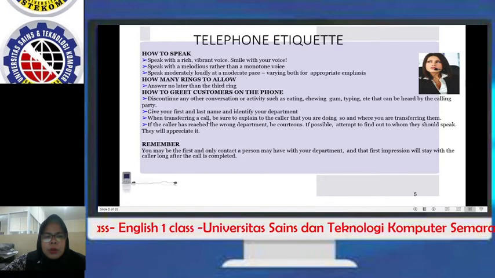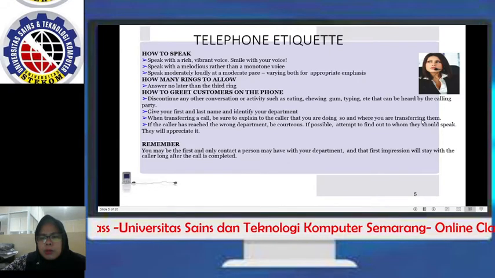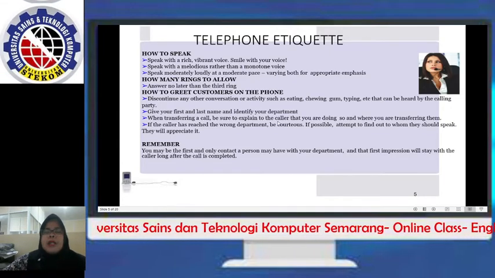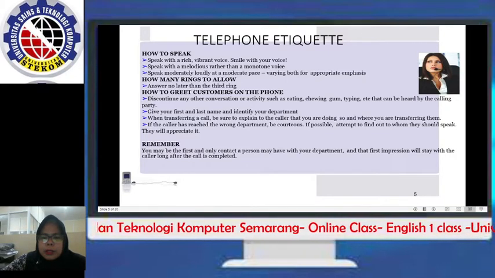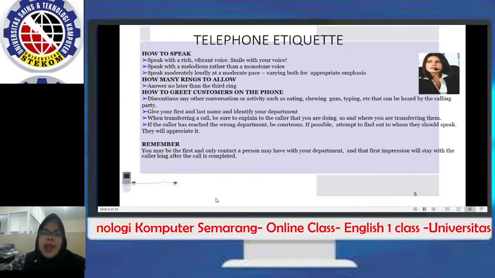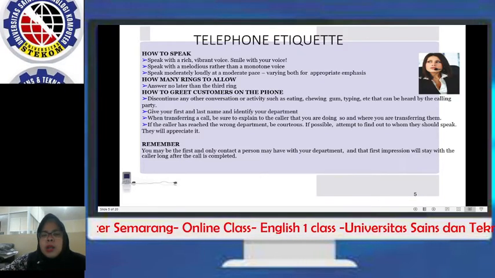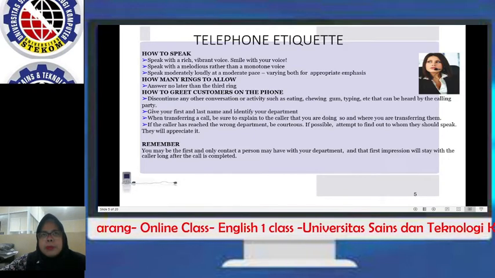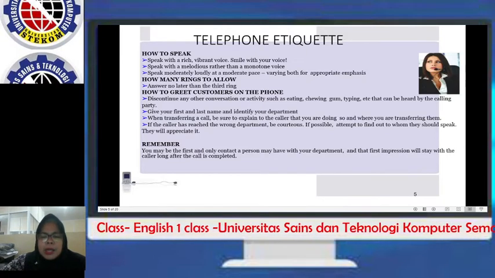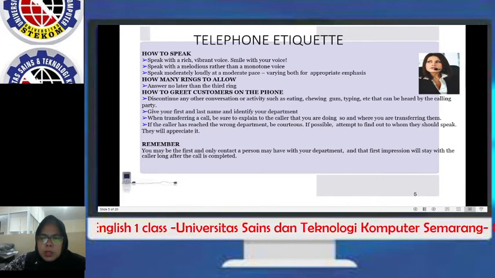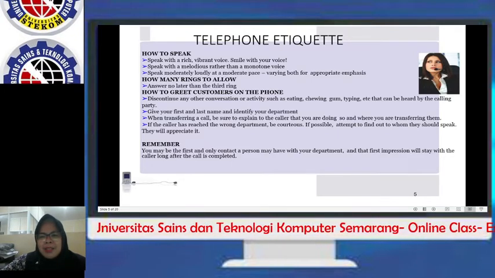And then when transferring a call, be sure to explain to the caller that you are doing so and where you are transferring them to. Jadi saat misal Anda operator lalu mau menyambungkan ke bagian yang lain, Anda sebutkan dulu, istilahnya ask permission to the caller, minta izin ke penelepon untuk telepon Anda disambungkan ke bagian yang dituju. Jadi tidak tiba-tiba langsung disambungkan, nanti callernya bingung.